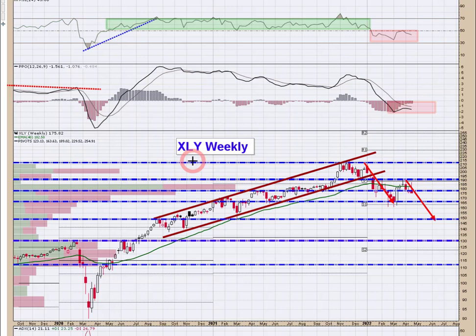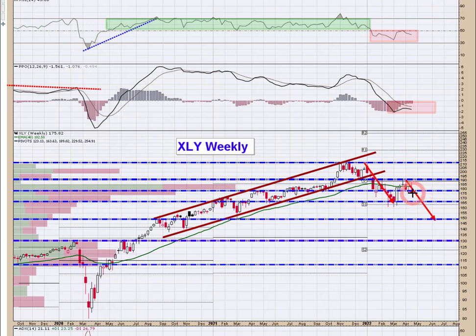XLY. Remember, Amazon is 25% of discretionary. A move, B move, C move. I think you're going to find 150 on this. Notice how volume over price support falls away. I think the door is open.